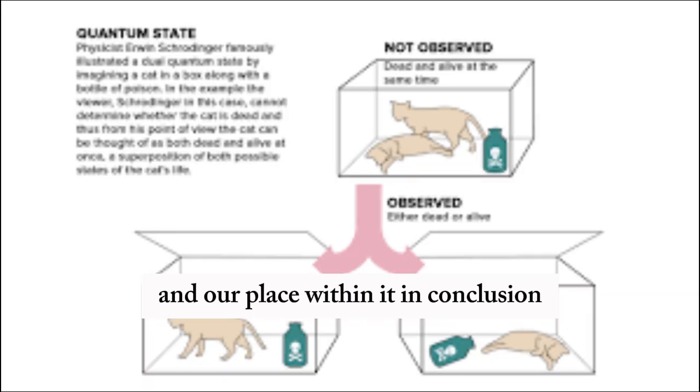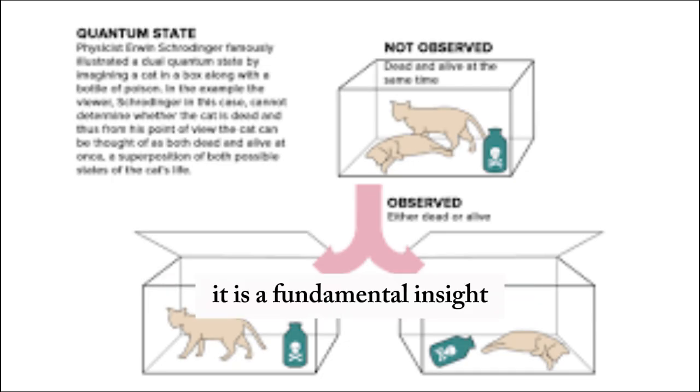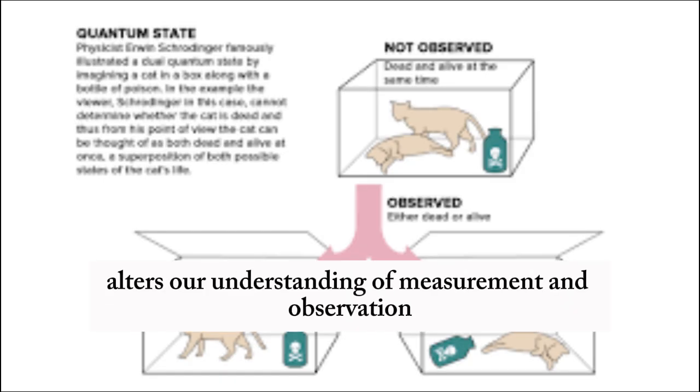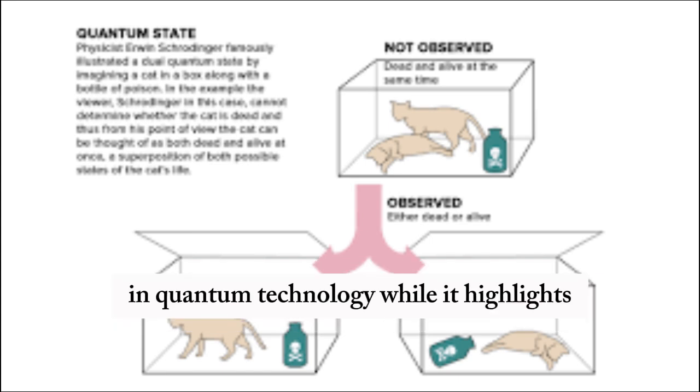In conclusion, Heisenberg's uncertainty principle is not just a theoretical construct, it is a fundamental insight into the nature of the universe. It challenges classical notions of determinism, alters our understanding of measurement and observation, and has paved the way for groundbreaking advancements in quantum technology.